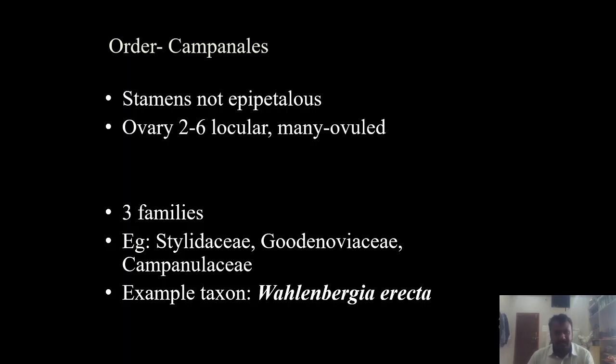Other Campanulales. Stamens not epipetalous here. Ovary 2 to 6 locular, many ovules. 3 families: Stylidiaceae, Goodeniaceae, and Campanulaceae. Example, Wahlenbergia erecta.